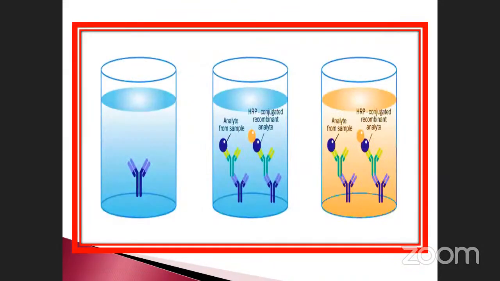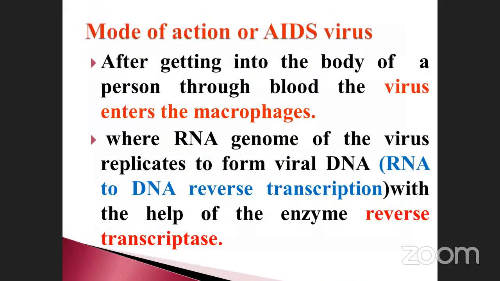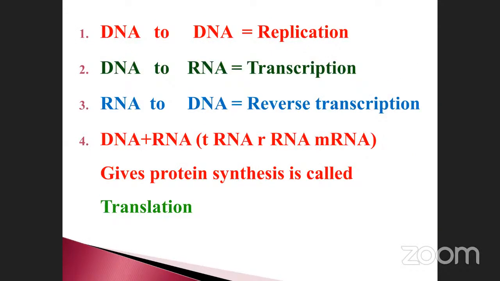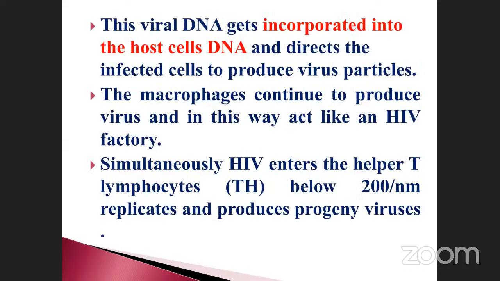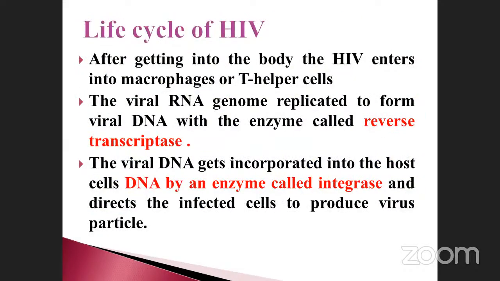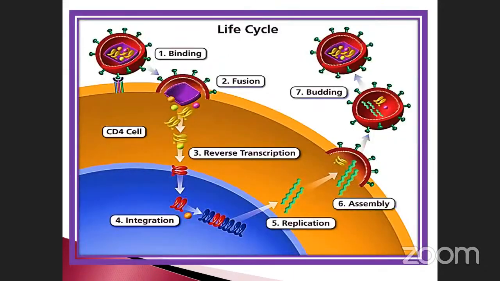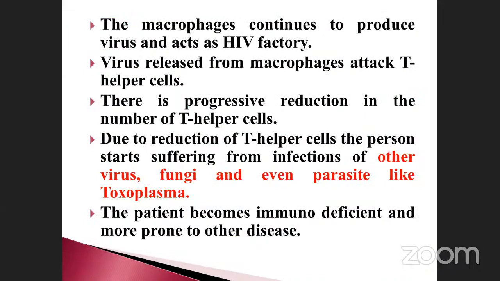Okay. And then how the mechanism works, we already know how it enters, and how it replicates: DNA to DNA replication, DNA to RNA transcription. Here, what happens? In HIV, reverse transcription takes place from RNA to DNA. That is also something we discussed. And then the life cycle, which we already discussed. There are 7 stages in order: budding, second fusion, third reverse transcription takes place, and then integration, replication, assembly, and it comes out. Again, the cycle continues, isn't it? That is also already discussed.